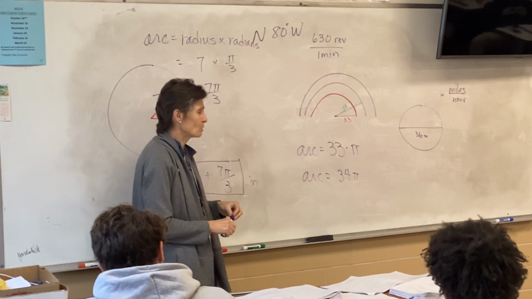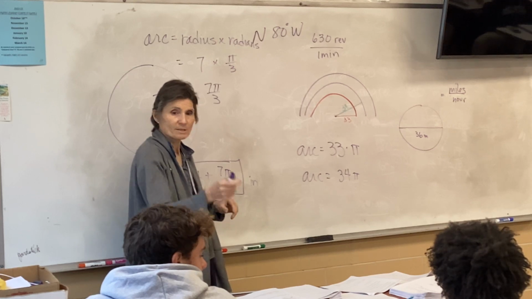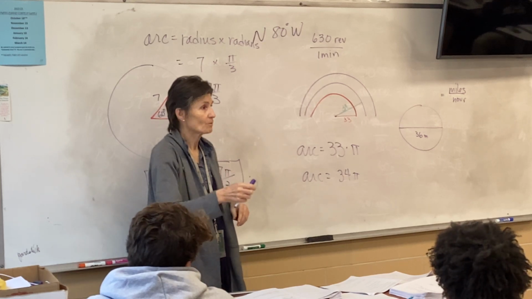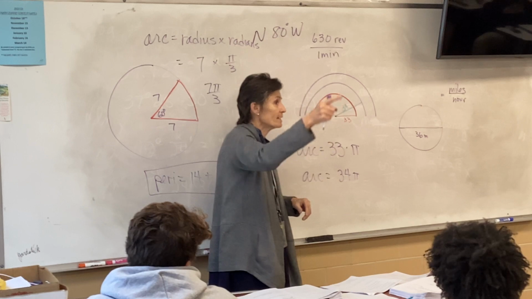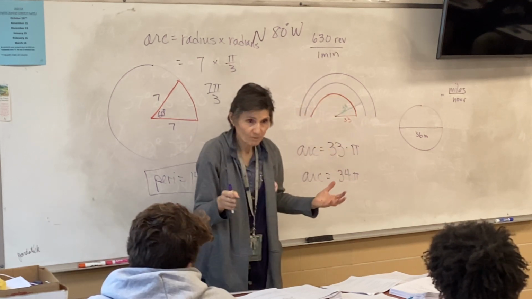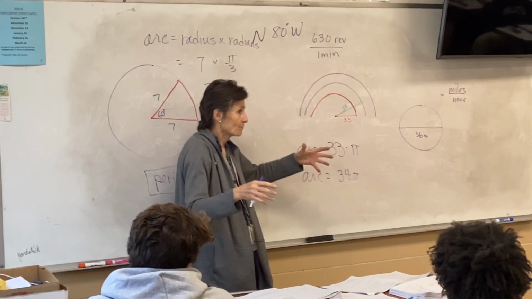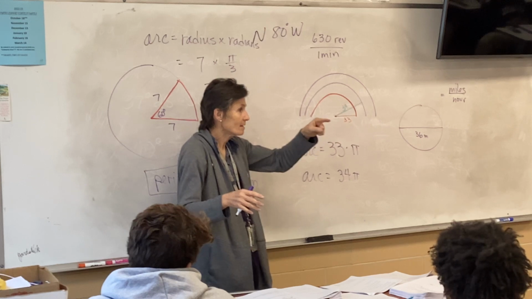What does this have to do with what we're talking about now? What's a revolution? A circumference. And isn't a circumference an arc length? It's the whole arc length. But we have a formula for that. We don't need this formula. What's circumference? 2 pi r.